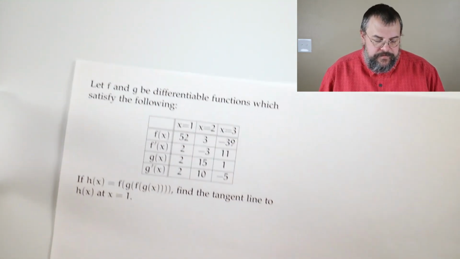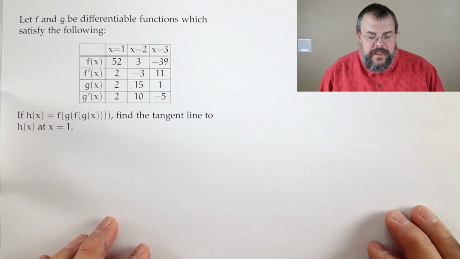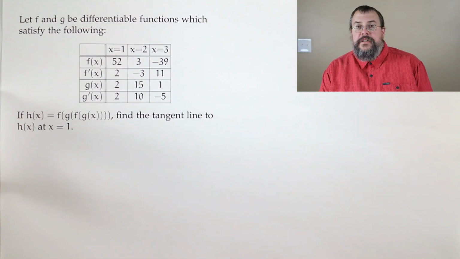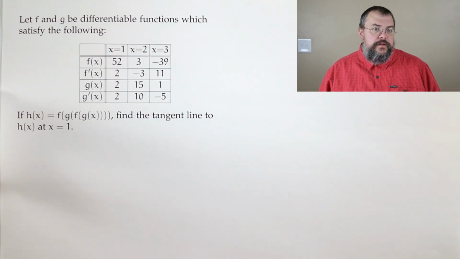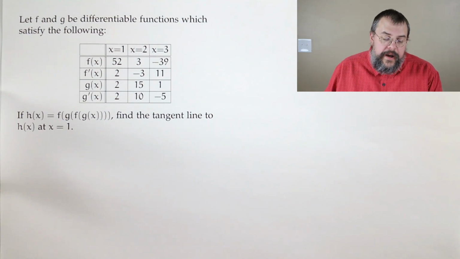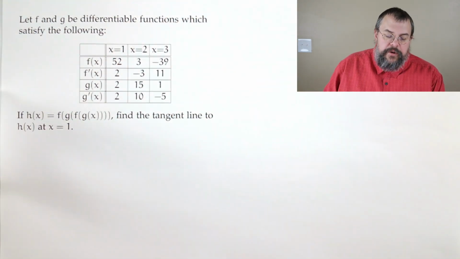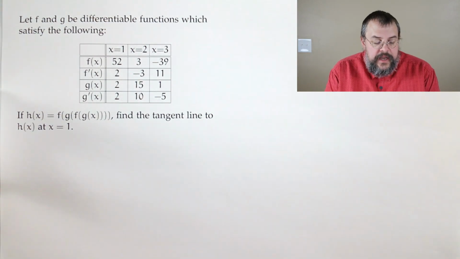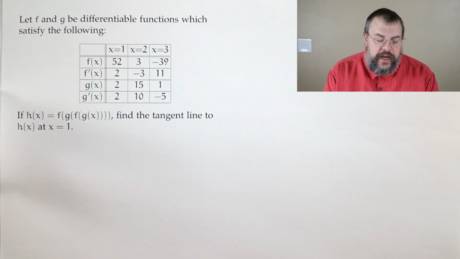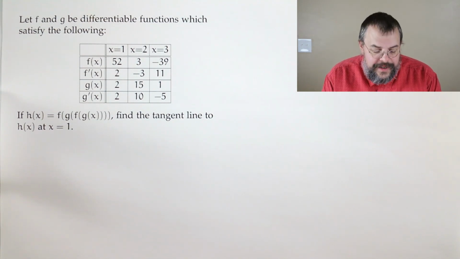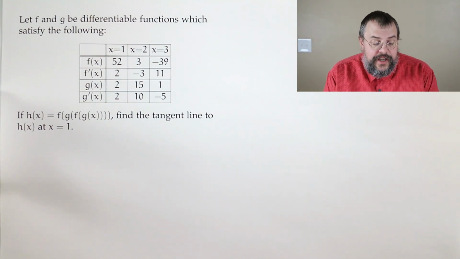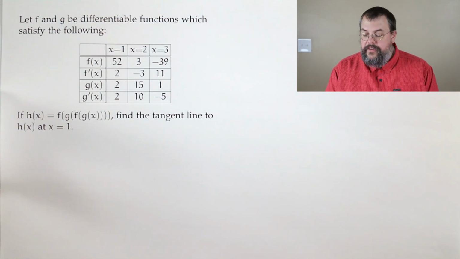Wow. Nice. All right, well, let's try another problem. Let f and g be differentiable functions. Differentiable means we can take a derivative, and they satisfy the following. So we have this big table here, and we have that h of x is f of g of f of g of x. Okay, so it's a function of a function of a function of a function. Ooh, 4 layers in this onion. Find the tangent line to h of x at x equals 1.